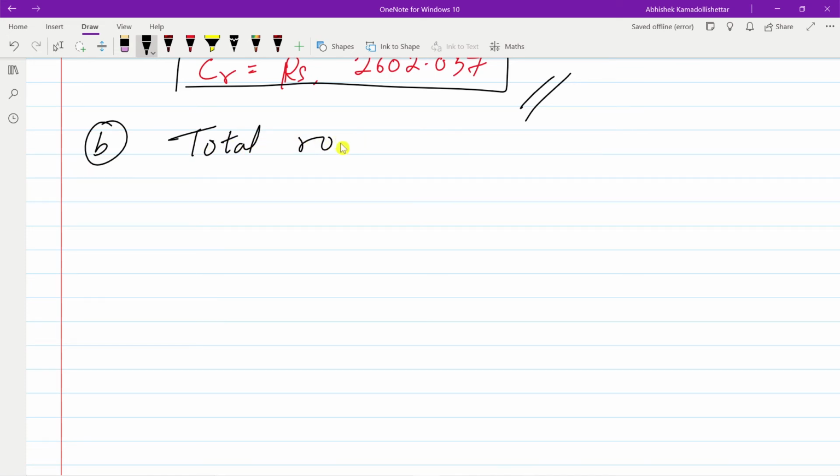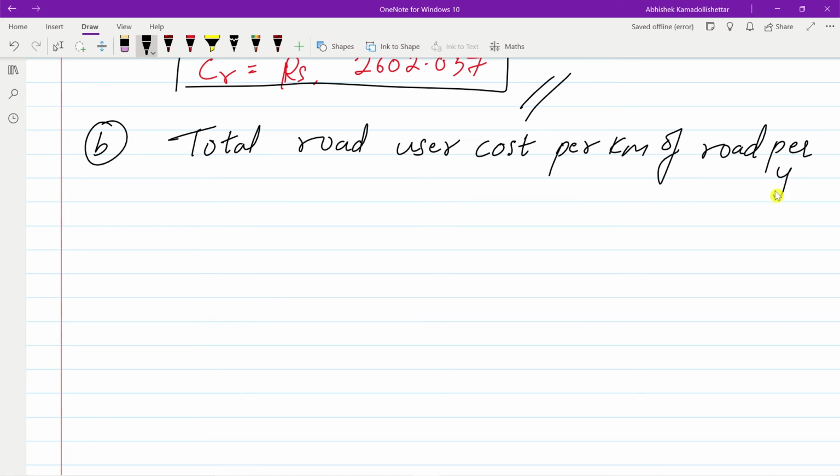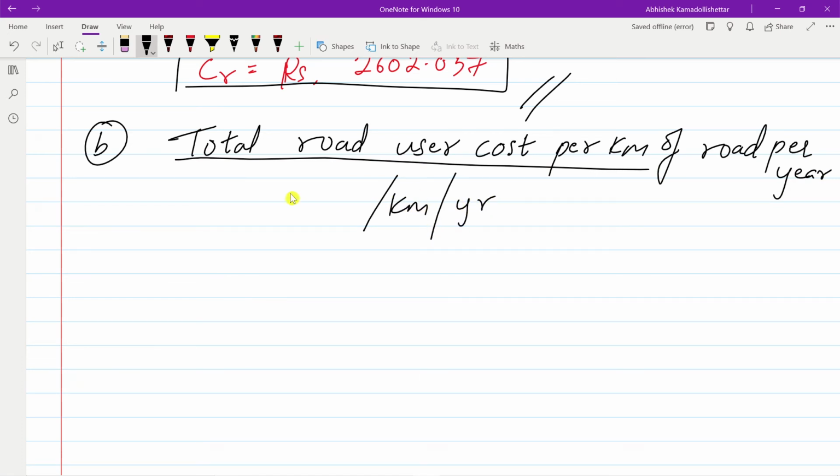Next one, B, total road user cost per kilometer of road per year. So what is this? It is the cost per kilometer per year. Same trick as I told already.